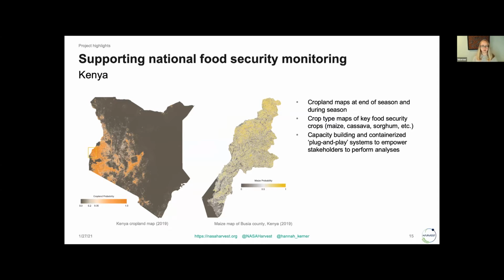And in addition to creating these maps, we're putting a lot of effort into, how do we take these systems, rather than just publishing the maps, and make systems that can really be run by the stakeholders and by people in country, so that they're not just relying on us to generate the models, and they can actually learn to do this themselves and run these models and create their own maps in the future.